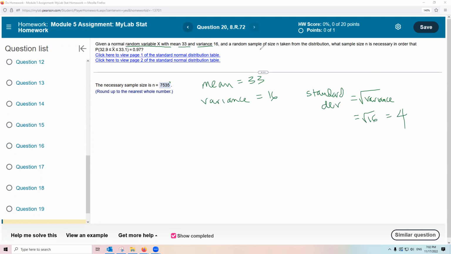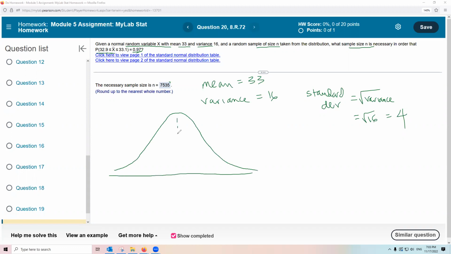All right. You're going to take a random sample of size n. What sample size is necessary so that the probability that x bar is between 32.9 and 33.1 is 0.97? Well, the first thing I'm going to do is draw a diagram here so I can get a sense of the area they're referring to.